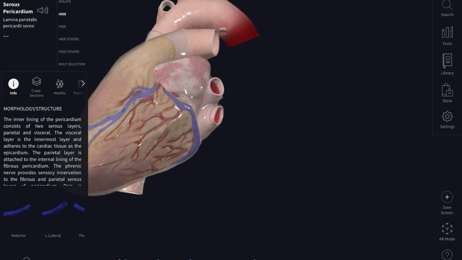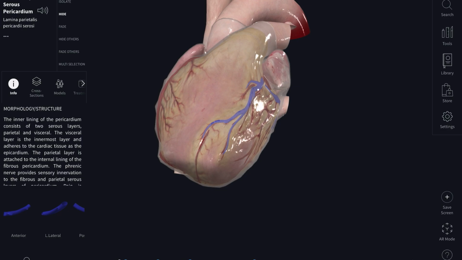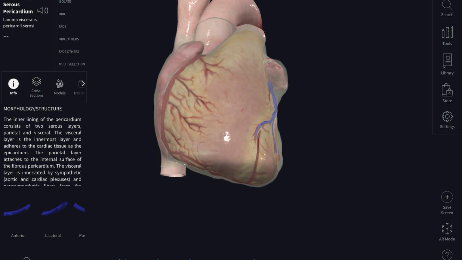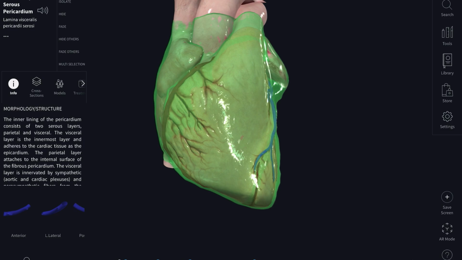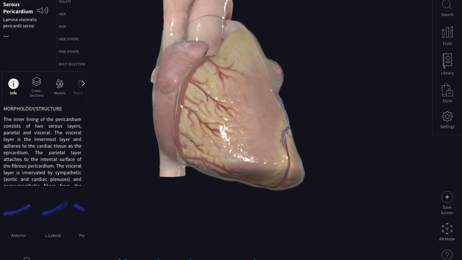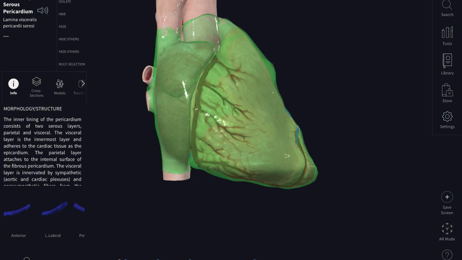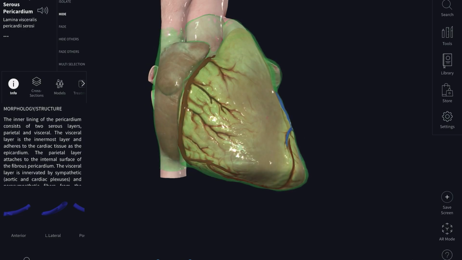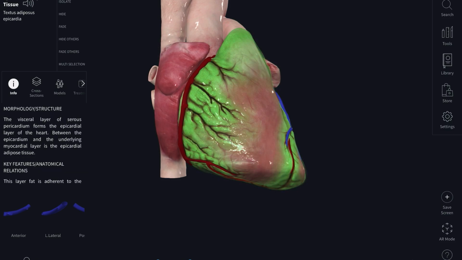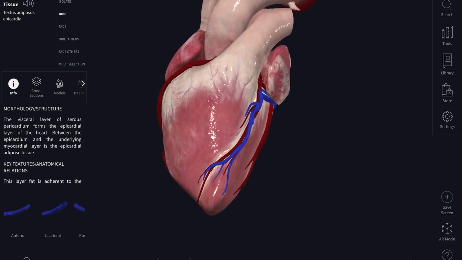And then we took off this serous layer, the parietal layer of the serous pericardium, and this is going to be the visceral layer of the pericardium. And in between those, you're going to have the pericardial cavity, which is in between the visceral and parietal layers of the serous pericardium. We get rid of this. All right, so here we have the heart.